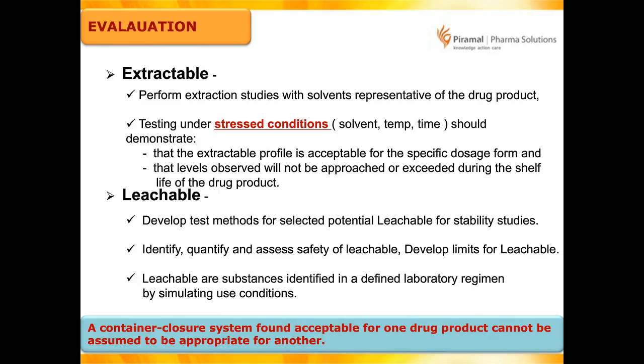Also, a container closure system found acceptable for one drug product cannot be assumed to be appropriate for another. This is one of the important points on this particular slide. We all need to understand, if as a company we have selected one packaging component for one product, and performed the extractable and leachable study for that container closure system, that report cannot be submitted for all your different drug products. It won't be accepted, because for all your drug products, even with the same packaging material, you need to again perform an extractable and leachable study.